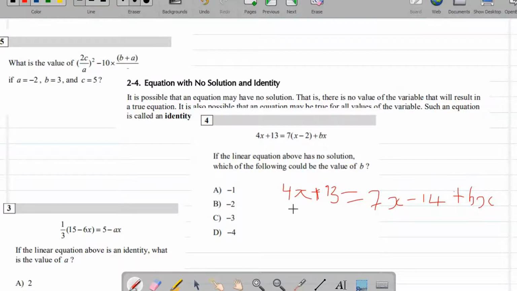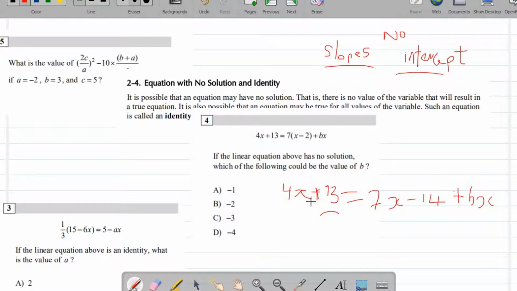When it has no solution, the slopes will be the same. But the intercepts, which are the constants, would not be the same. The intercepts are not the same, but the slopes are the same. The intercepts are not the same when it has no solution.